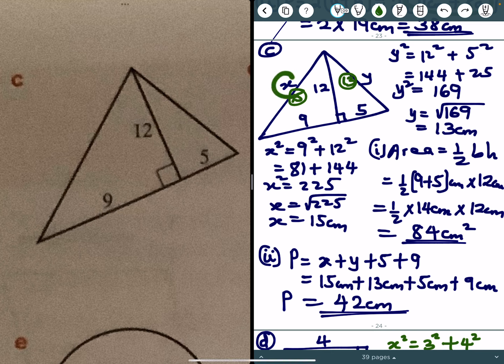Also, X squared. X is the hypotenuse of this triangle. If this is 90, this will also be 90. So the side facing the right angle mark is the hypotenuse of any right angle triangle. So that means X squared is equal to 9 squared plus 12 squared. So that gives you what? X squared as 225. If X squared is 225, it means X is square root of 225, which is 15 centimeters. So you have the 3 sides of the triangle now.